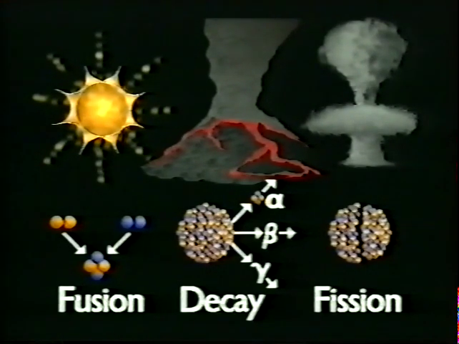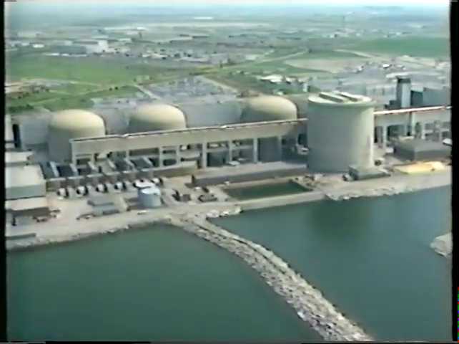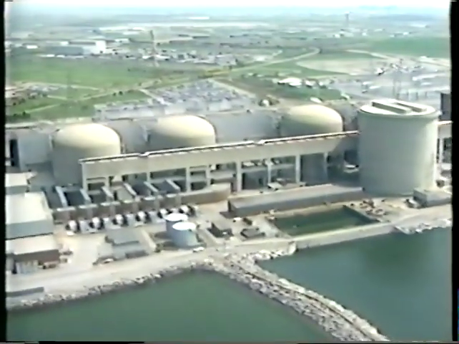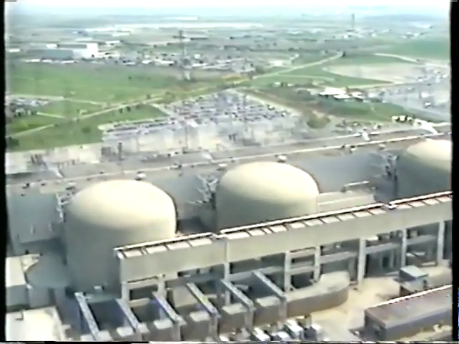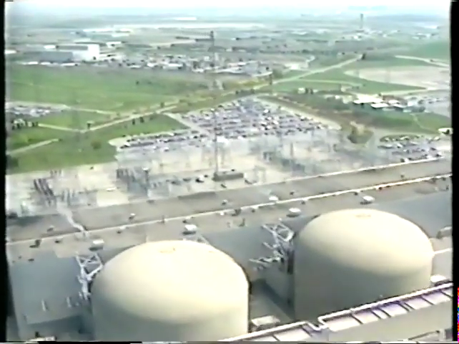We'll look first at fission. The first use or misuse of fission was as a weapon. But unlike a bomb, the fission reaction in a power station is controlled so that energy is given off only on demand.